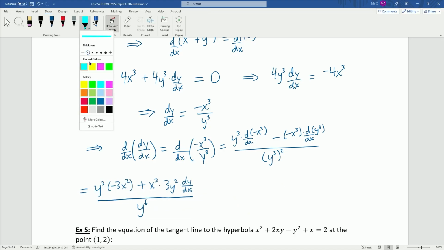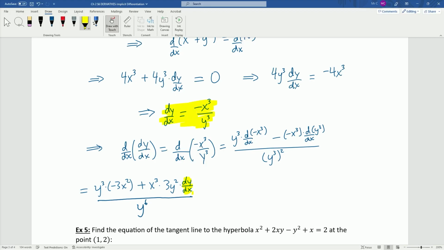Now that might seem like, oh no, our derivative has got dy/dx in it still. What are we going to do? But remember, we already know what dy/dx is, so we can just plug that right back into there. So rewriting this a little cleaner, we get a negative 3x squared y cubed plus 3x cubed y squared times negative x cubed over y cubed, divided by y to the 6th.